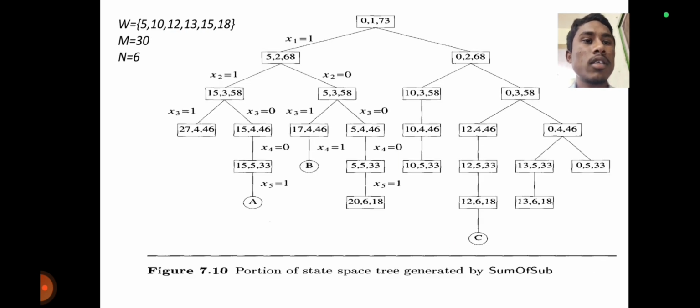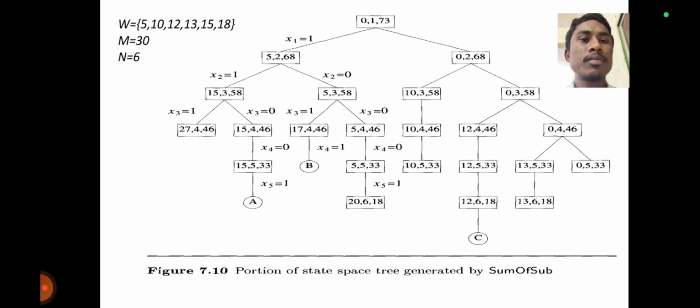Let us consider one example. Here we have weights 5, 10, 12, 13, 15, 18, and the sum of the weights is 30, where n is the number of elements. Here, first of all, we construct the state space tree, the left subtree first, then the right subtree. Then x1 equals 1, so 5 is included.